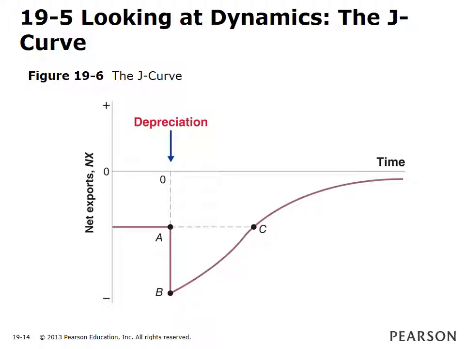Figure 19-6 shows depreciation may initially lead to an increase in import bills due to higher prices of imports. So net exports will worsen for some time. Then as quantities of exports go up and quantity of imports go down, the trade balance will improve. It looks like a J, first going down and then up.